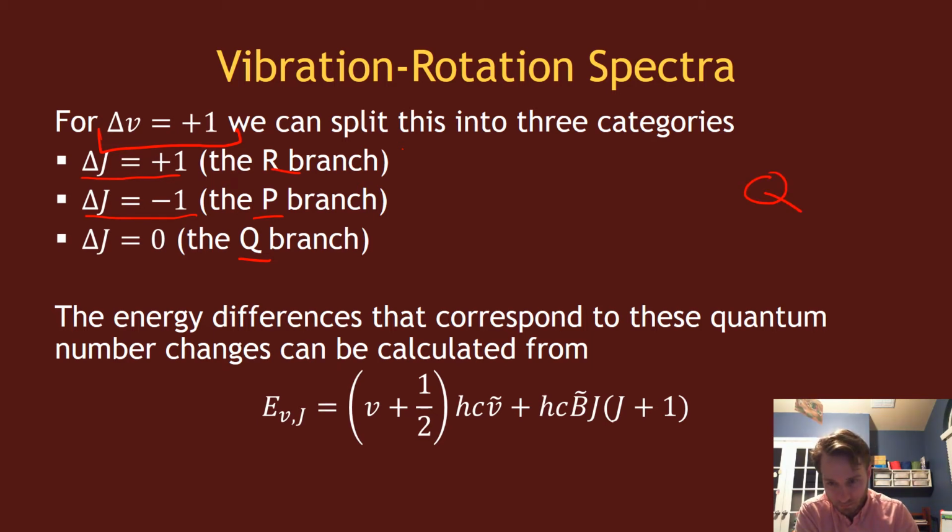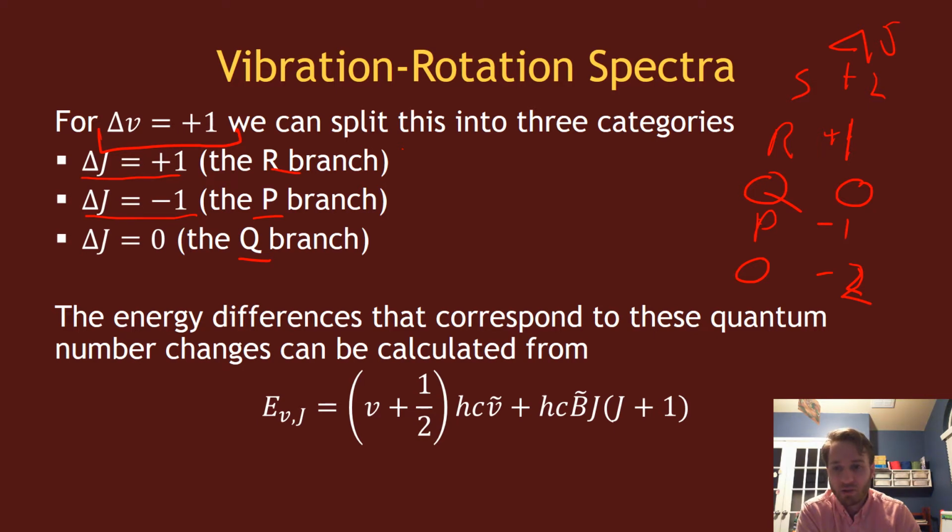So we have Q, R, S, and then P, O. Sorry, I'm doing my alphabet here, trying to do the alphabet backwards. So for Q, the change in J is 0, then +1, +2, and going the other way, -1 and -2. We'll talk about Raman spectra, and in Raman spectra you can have a change of ±2, so we'll talk about an S branch and an O branch.